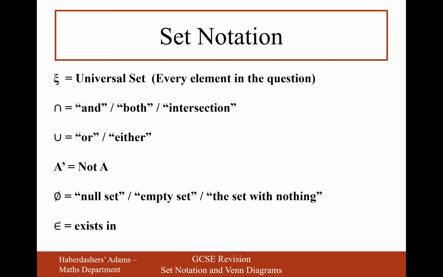And if you ever see this curvy E-shaped symbol, like a C with a line through it, that means exists in. So if you're thinking 2 exists in the even numbers, that will be an example of exists in. Please make sure you've remembered these or got them on question and answer revision cards, so you are revising them regularly and constantly in your brain.